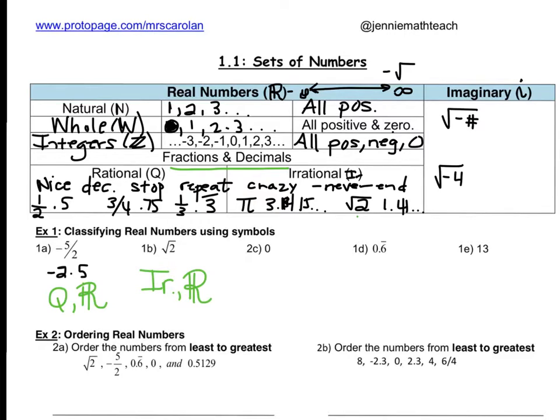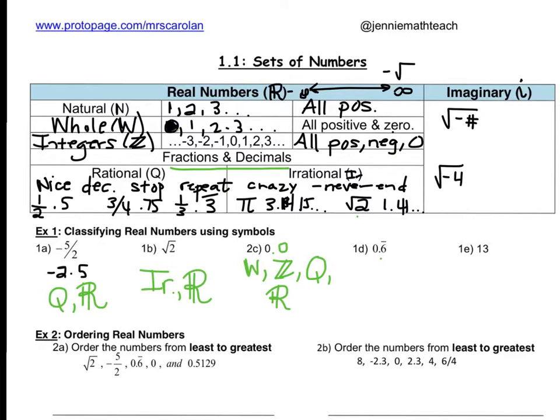0 is not a natural number because all the natural numbers are positive, but 0 is a whole number. It is an integer because it's positive, negative, or 0. And 0 has a nice decimal. It's 0.0, and the nice decimals are rational, and 0 is on the real number line, so it's real.